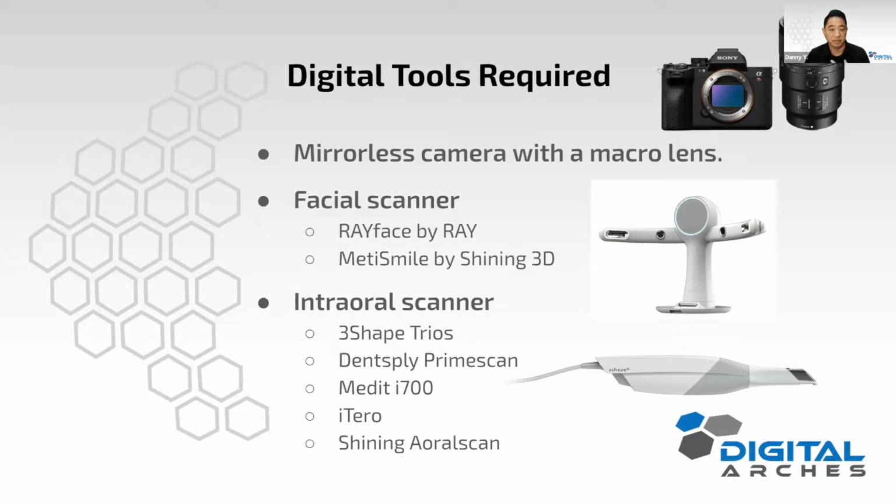The other thing that you would definitely need is an intraoral scanner. We always recommend the 3Shape Trios, especially the Trios 5 or the Trios 4 that's on the market right now. And then the Dentsply Primescan, the Medit i700 is also a great one. We've seen iTero work. There are some challenges sometimes because their AI is a little different. The Shining Oral Scan is also a great option as well. It's on the market.